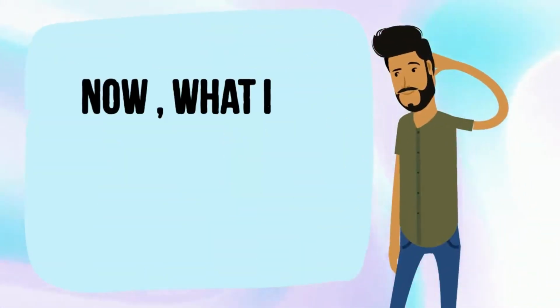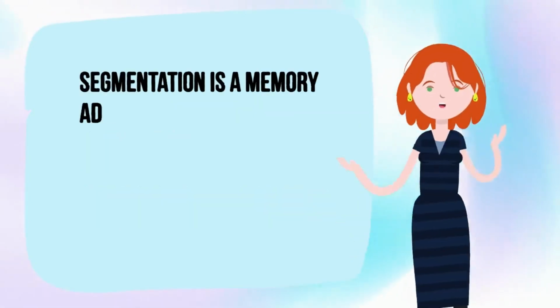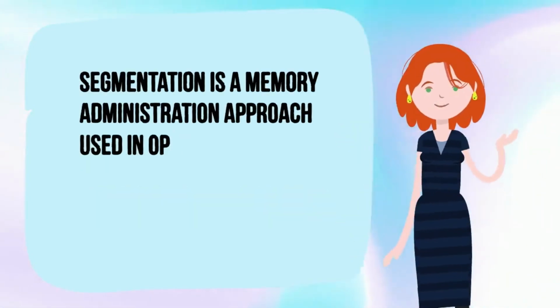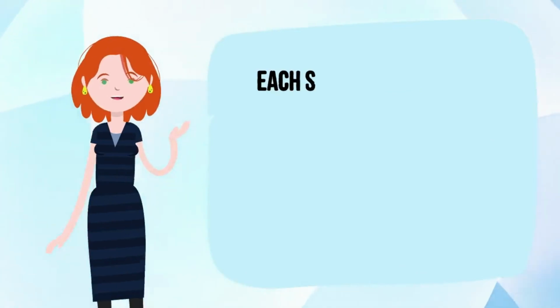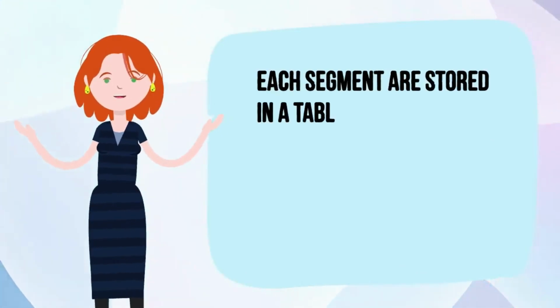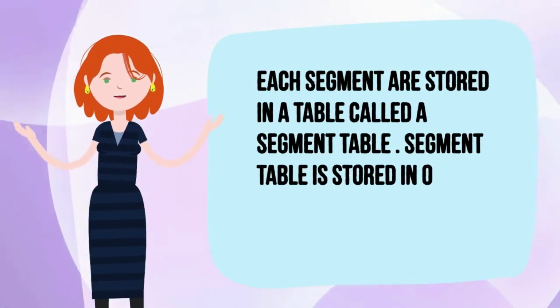Now, what is simple segmentation? Segmentation is a memory administration approach used in operating systems that divides memory into multiple sized segments. Each segment is stored in a table called a segment table. The segment table is stored in one or many of the segments.